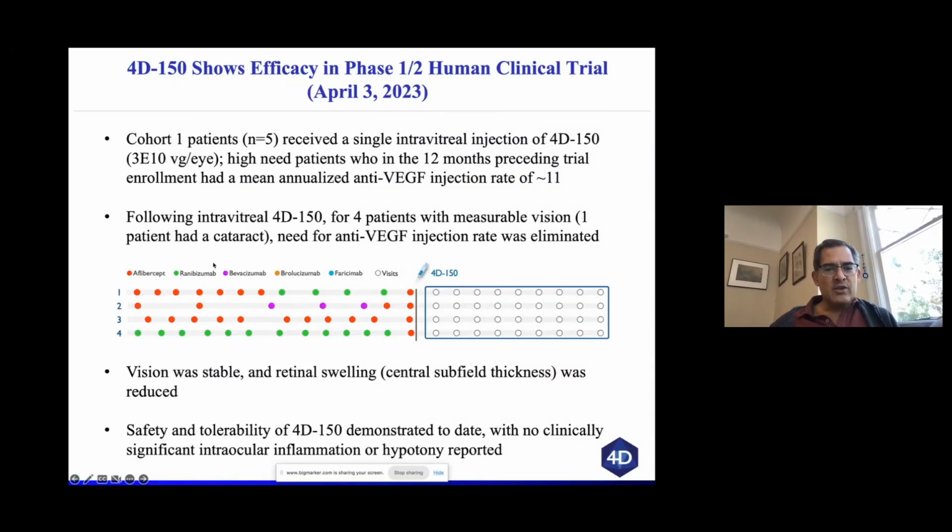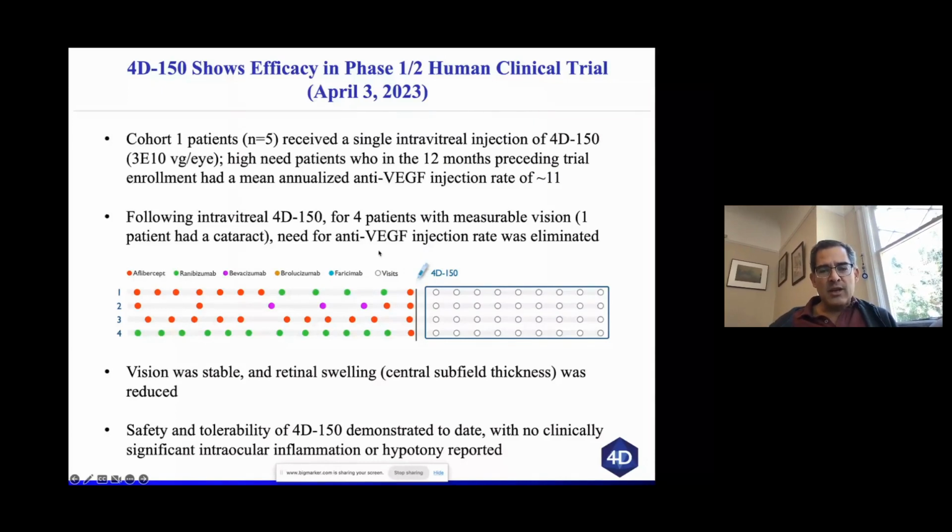These were high need patients who had a mean annualized injection rate of 11 injections per year. So you can see here for 4 of the patients, there was a lot of injections that took place in the lead up to the administration of the AAV. The 5th patient had a cataract and was not able to see, so they weren't able to fulfill this criterion of using visual acuity as a guide for the frequency of protein injection.